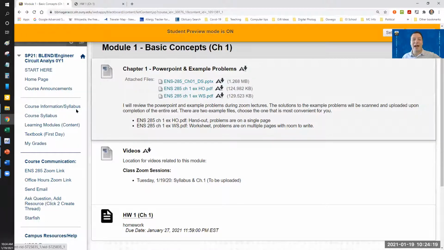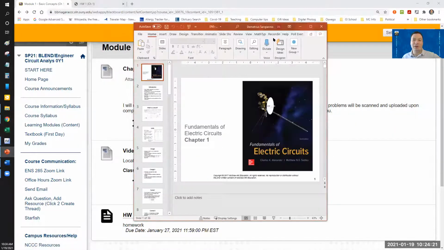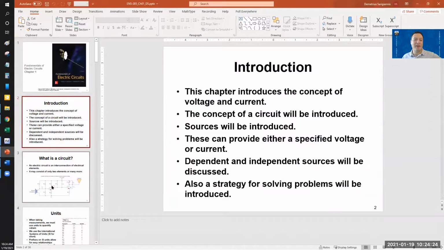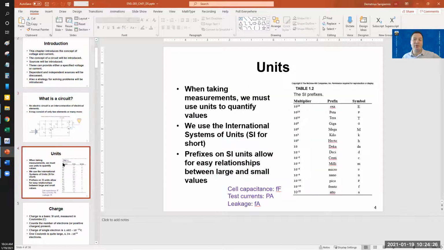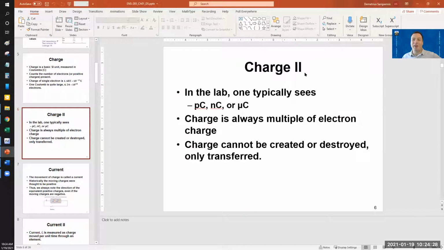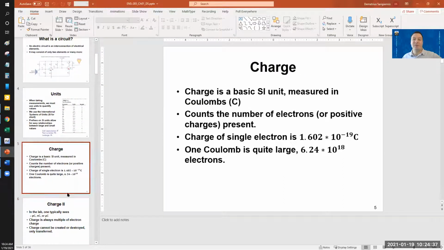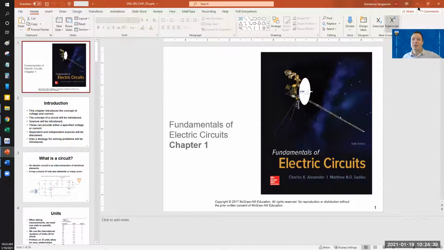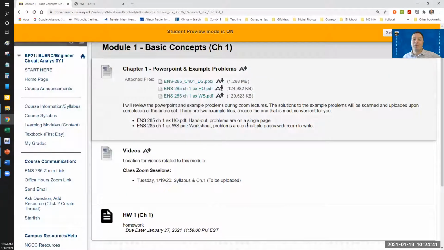So if you have the PowerPoint, let me open the PowerPoint. If we're going through the PowerPoint, right? What is a circuit? What are the units? Like charge, right? This slide on charge, there's obviously a lot more detail in the textbook on charge, besides these two slides. But this is sort of an overview. So then I can get into doing some problem solving.